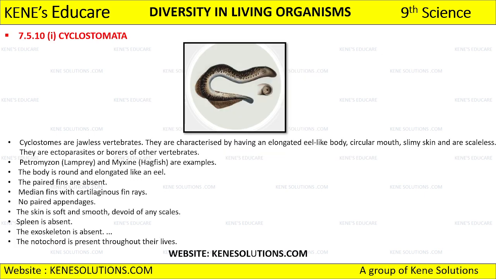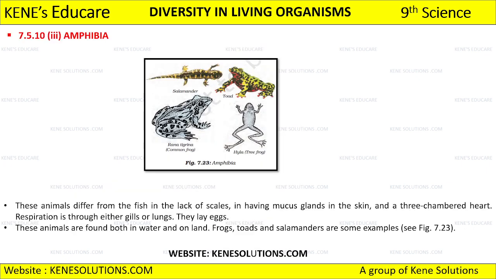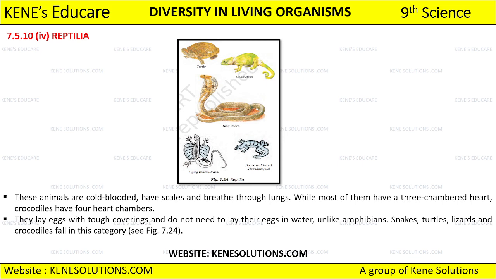I'm just going to show you which are the 6 classes that we are going to study. The first one is Cyclostomata. So we will be discussing the characteristics of Cyclostomata in detail. Then after studying Cyclostomata, we have Pisces to discuss. Then the third class that we have is Amphibia. Now amphibians are the ones who can live on land as well as in water, so we will be discussing amphibia. Then we have Reptilia.